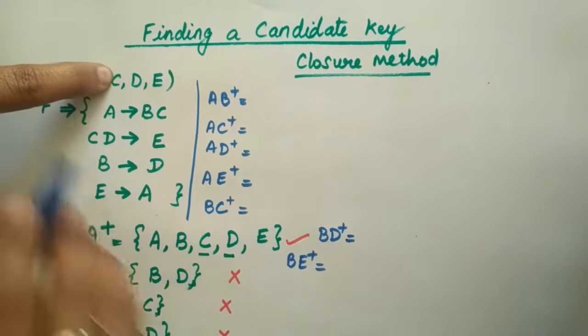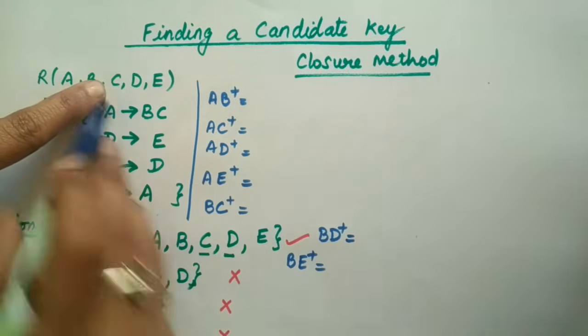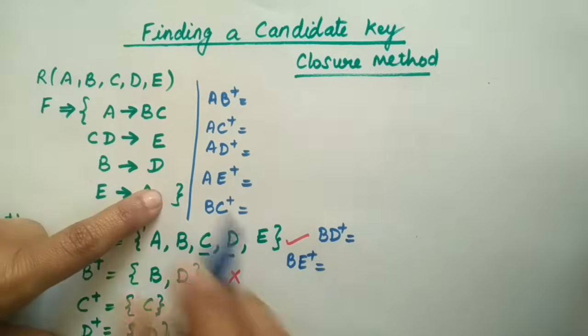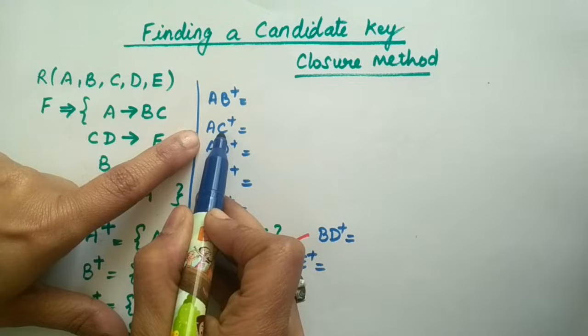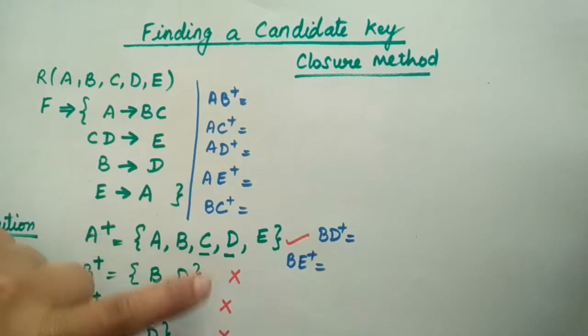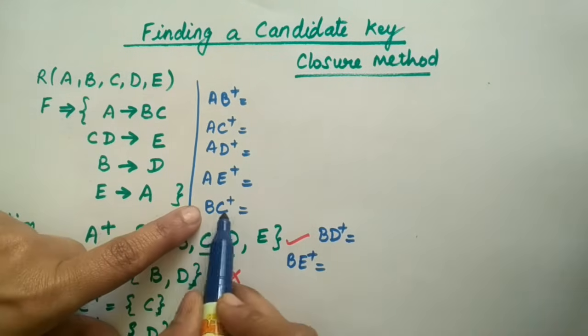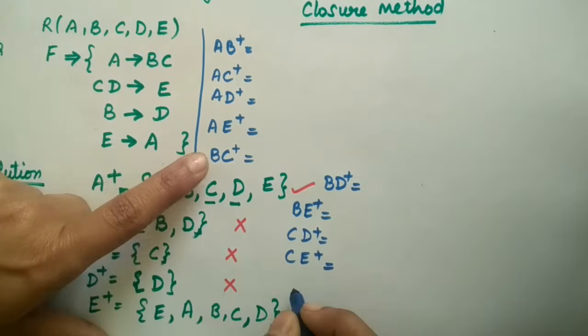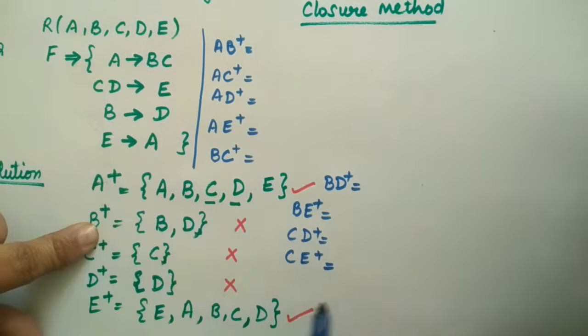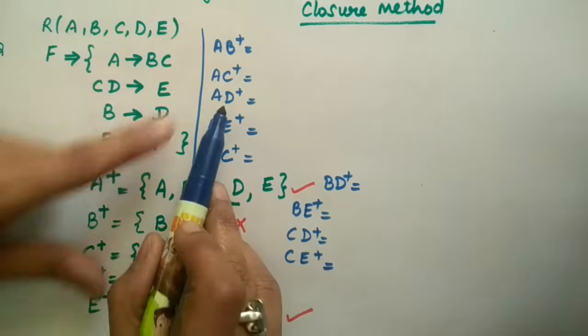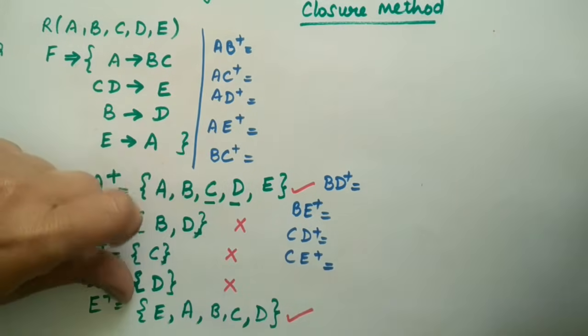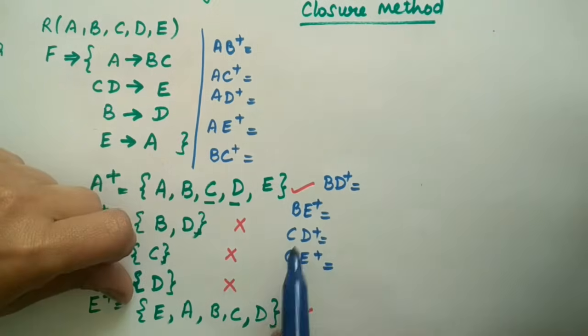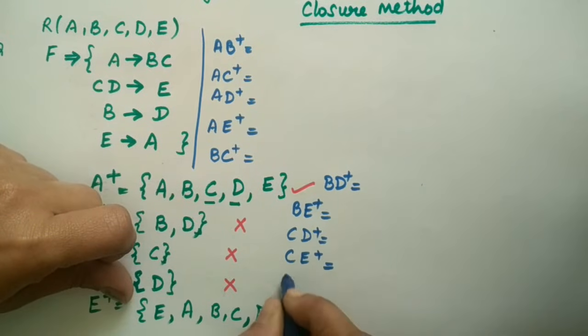Next combination, let me take all the possible combinations with C. CA, that is AC I have taken, so I will not take CA. Then CB also I have already taken. Then CD, CE. Then comes the attribute D. DA already taken, DB already taken, DC already taken, DE.